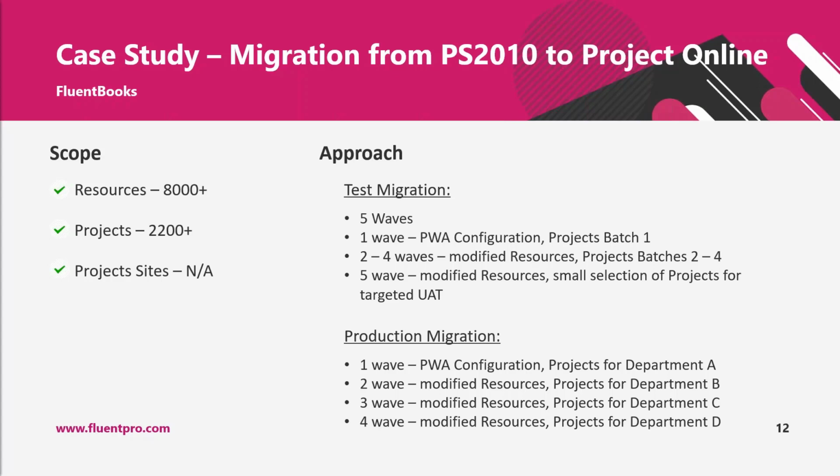We migrated the PWA configuration first and did a verification that all the settings, all the fields, all the resources were migrated correctly. And then we migrated the first batch of projects, about 500 projects. For other waves, we migrated only modified resources and also batches of projects, about 500 each, 500 or 600.